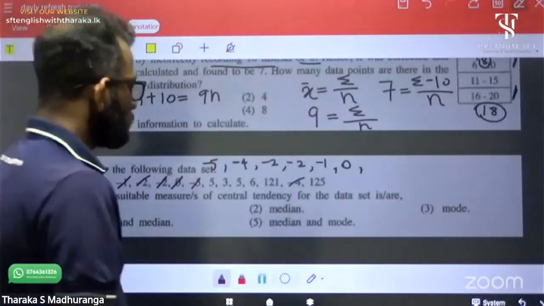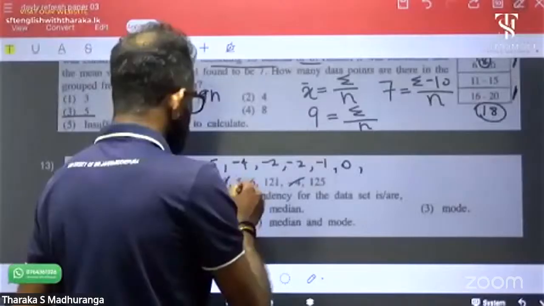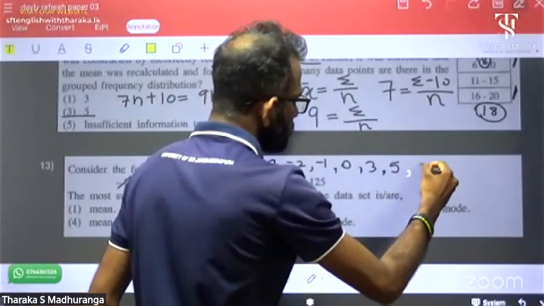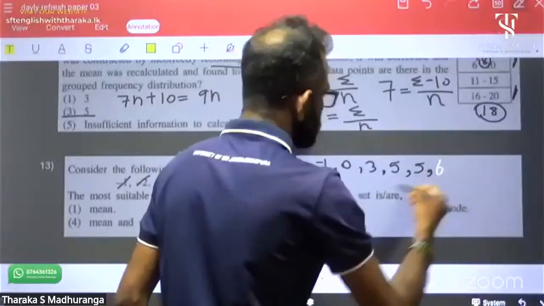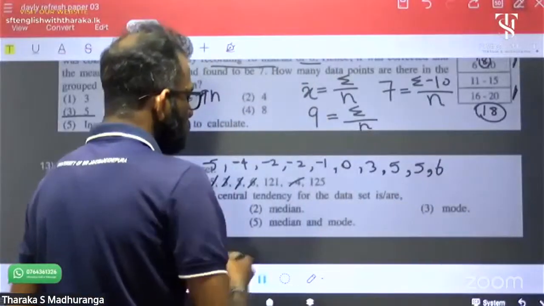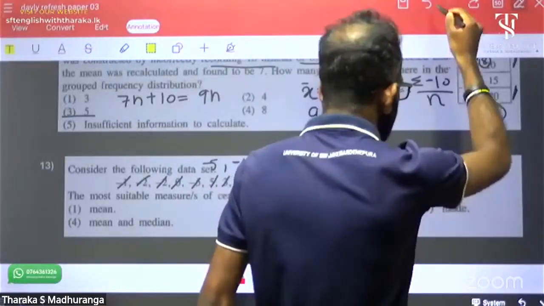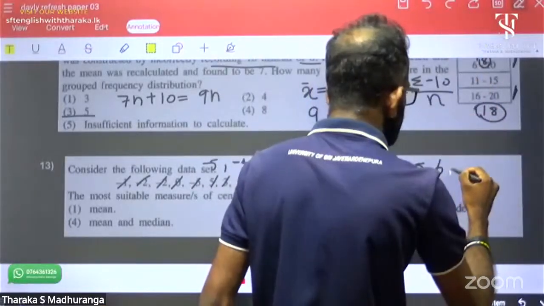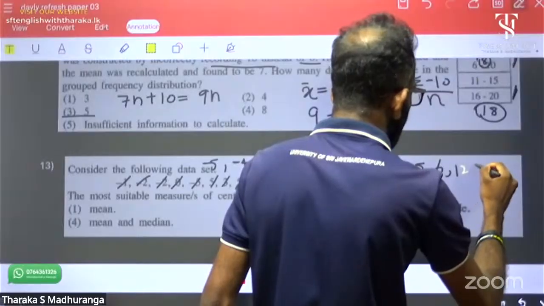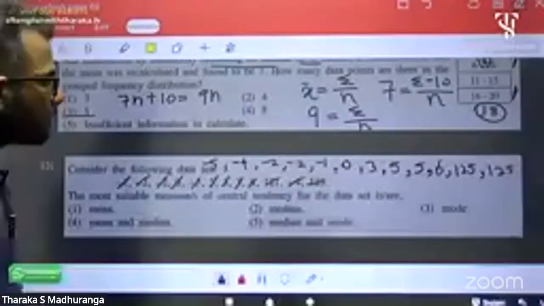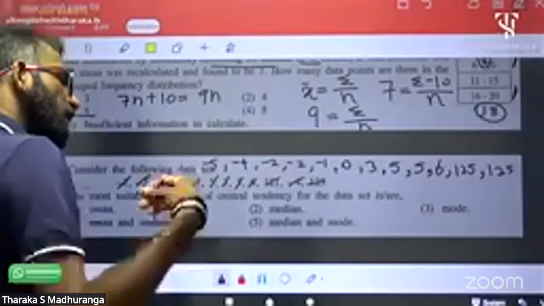3, 5, 5, 6. 3, 5, 5, 6. Now 121, 125. 121. Now 120. That's the ascending order. Now you can calculate the mean.